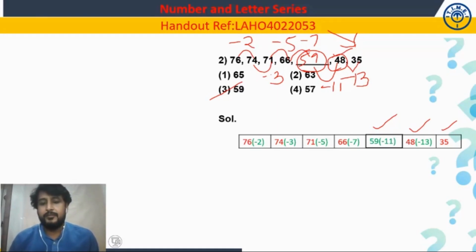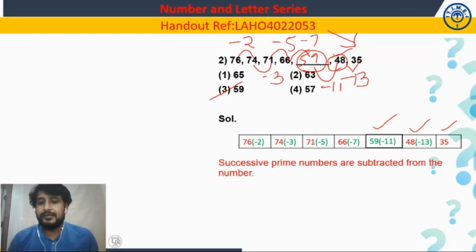59. And the logic is consecutive prime numbers. Successive prime numbers are subtracted from the number. And the choice is 3.